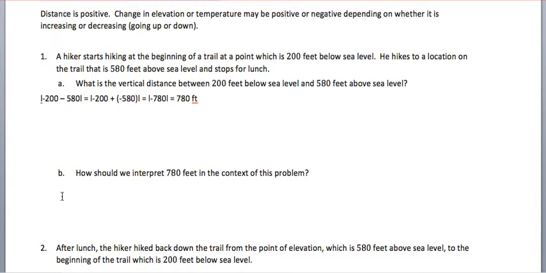Which then leads us to part B. How should we interpret the 780 feet in the context of the problem? We should say that it is 780 feet between the starting point of the trail and the place where the hiker stops for lunch.